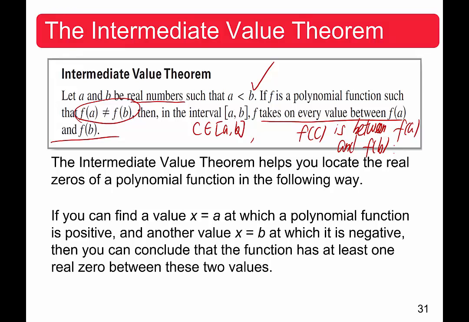And the intermediate value theorem is actually very useful in locating the real zeros of polynomial functions, especially back in the time when there was no computer, no calculator, no software, a couple thousand years ago. A mathematician used this particular theorem to nail down the approximate location of real zeros. Let's say you can find a value x equal to a at which the polynomial function is positive, and x equal to b is negative, then you can conclude that the function has at least one real zero between them. Right? It's negative, positive, zero is between negative and positive. And we know that there's a zero somewhere between those two x values.